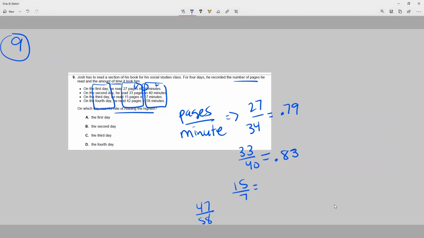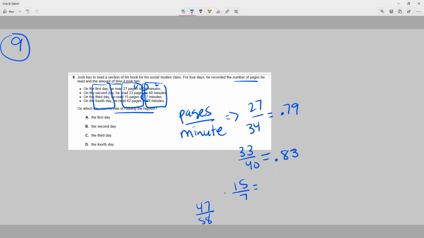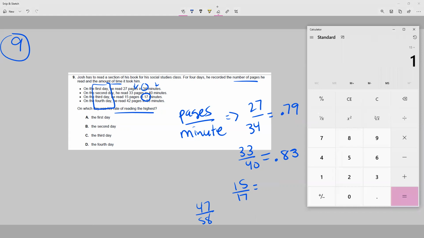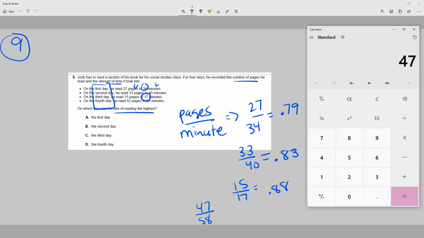Although we can already tell between the first two which day he was reading faster, right? 15. Oh, again, that's 17 minutes here. So I guess when I was writing over it, I was getting a little bit too grand with my gestures. Here, let's erase that. So 15 divided by 17 is 0.88. So already I can tell the day he was reading faster. And then finally, 47 divided by 58, 0.81.